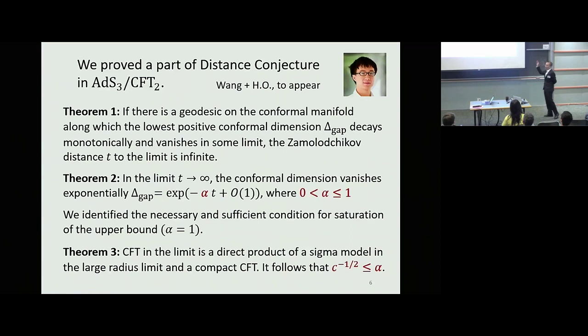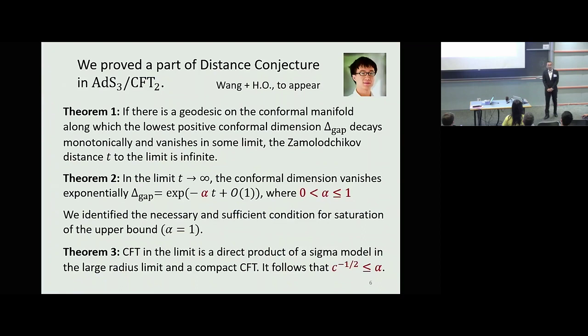Now, how about lower bound? Well, there comes theorem three, which is that actually we can know more about conformal field theory in that limit, which is that the CFT at the limit is actually a direct product of sigma model in the decompactification limit. Namely, you can imagine an n-dimensional torus, and the radius of the torus grows large and then becomes R^n, for example, times some compact conformal field theory. And from this description, it follows that alpha is lower bounded by 1 over square root of c, where c is the central charge of the original conformal field theory. So it gives you a lower bound.